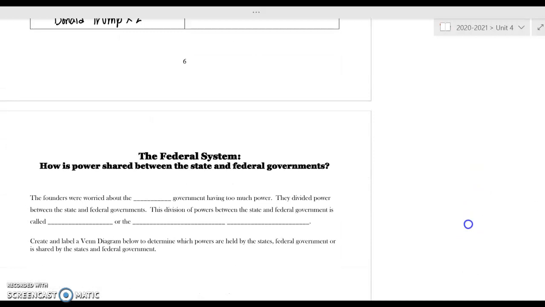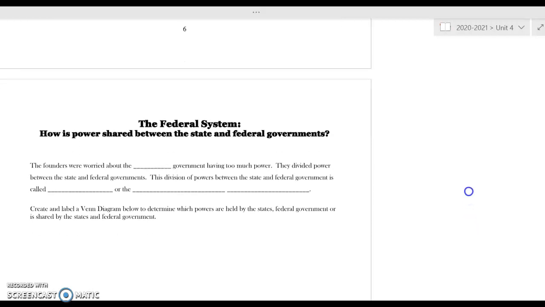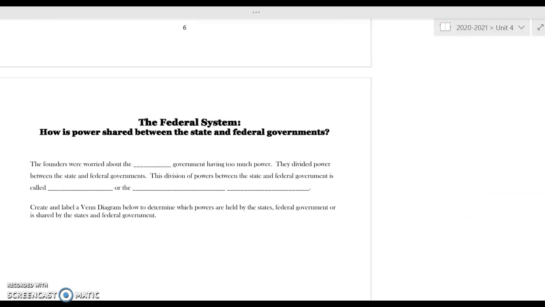All right, our last page is another way the government is set up so that there's not too much power in one branch. And it's called the federal system. And this was created because the founders were worried that the federal government, the government in Washington, was going to have too much power. So they divided power between the states and the federal government. This division of power between the state and federal governments is called federalism, or the federal system.